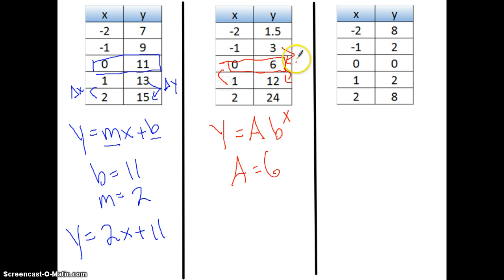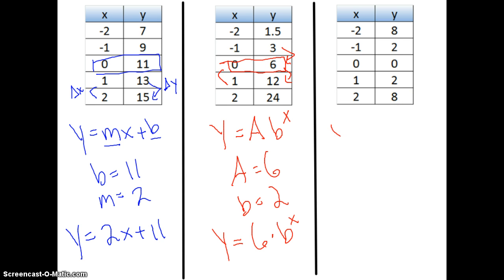Every time x increases by 1, how much do I multiply by? Well, 3 times 2 is 6, 6 times 2 is 12, so obviously the base or multiplier is 2. The function is 6 to start with times 2 to the x. And the last one is the quadratic function.